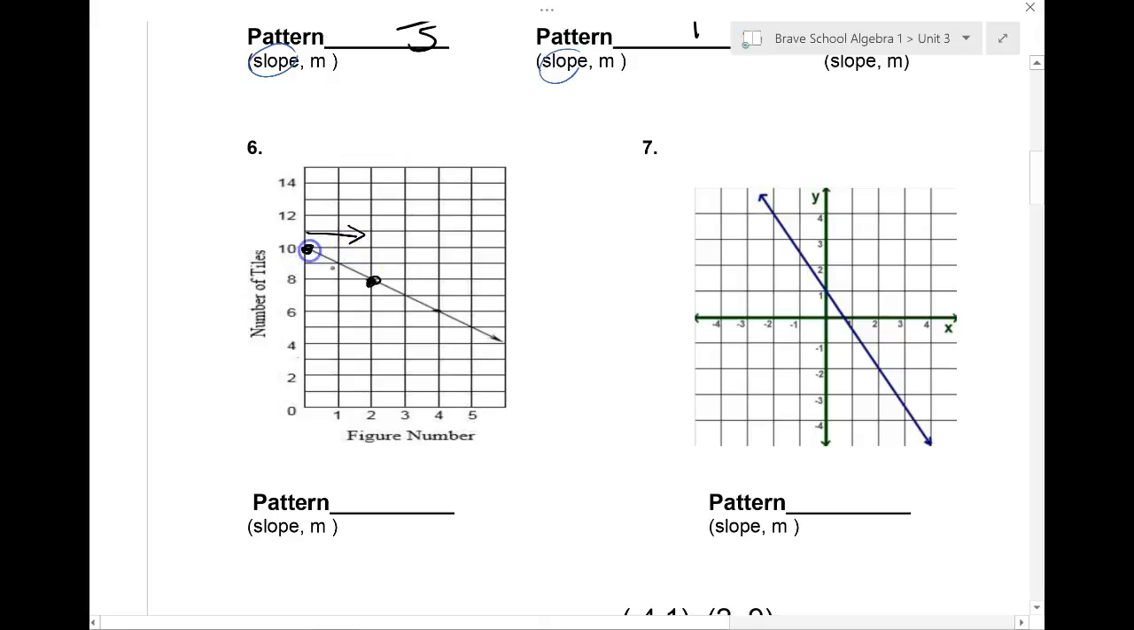So going from here, in order to get to this point, I have to go down 2. If I go down 2, that's minus 2. And I have to go right 2. Okay? So remember, again, slope is the change in the y. So the -2 is the change in y, over the change in x. And this +2 is our change in x. So 2. But then we simplify that. So -2 over 2, well, that simplifies to -1.